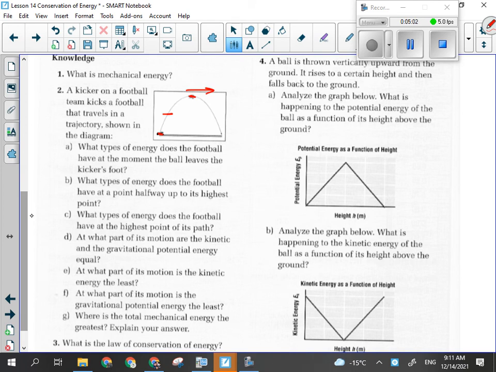There's no greatest. It's the same everywhere. Right? Wasn't all the stuff we were just talking about because of this? The mechanical energy of the football doesn't change at any point. It has the same amount of mechanical energy everywhere. How much of it is kinetic and how much of it is potential certainly changes, but the amount of mechanical energy it has is always the same.